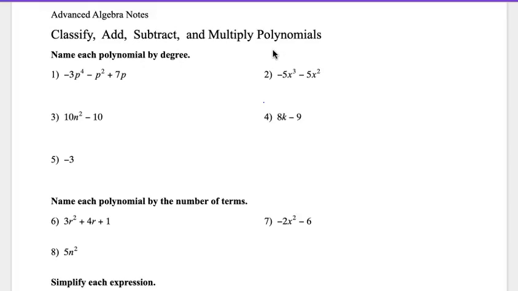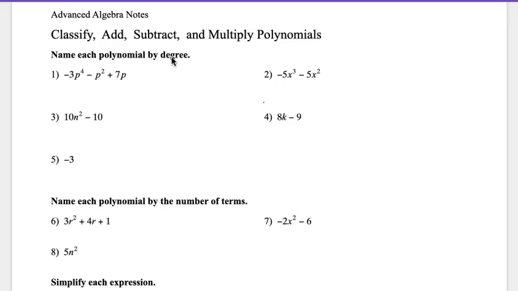In the following examples, we are going to be working with polynomials. Polynomials are algebraic expressions, like these, that have letters, or variables, and constants in front of those variables. In particular, we're going to classify them, add them, subtract them, and multiply them. Let's begin by naming each of these polynomials by their degree.